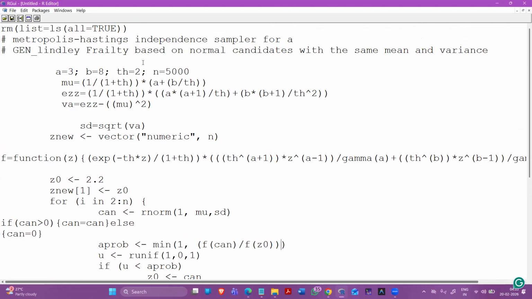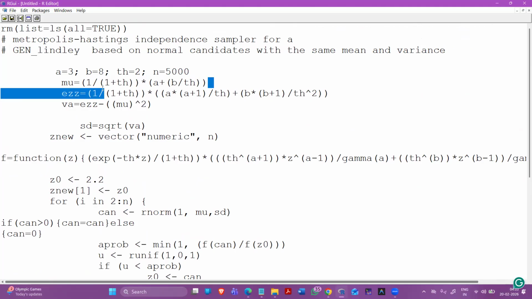I have a distribution here that is named the generalized Lindley distribution. Okay, I have the generalized Lindley distribution here. And this is the mean of the generalized Lindley distribution, that is 1 upon 1 plus theta into alpha plus beta divided by theta. Here a is alpha, b is beta, t is theta, and n is the random number size that I want to generate. Are you getting this point till here?